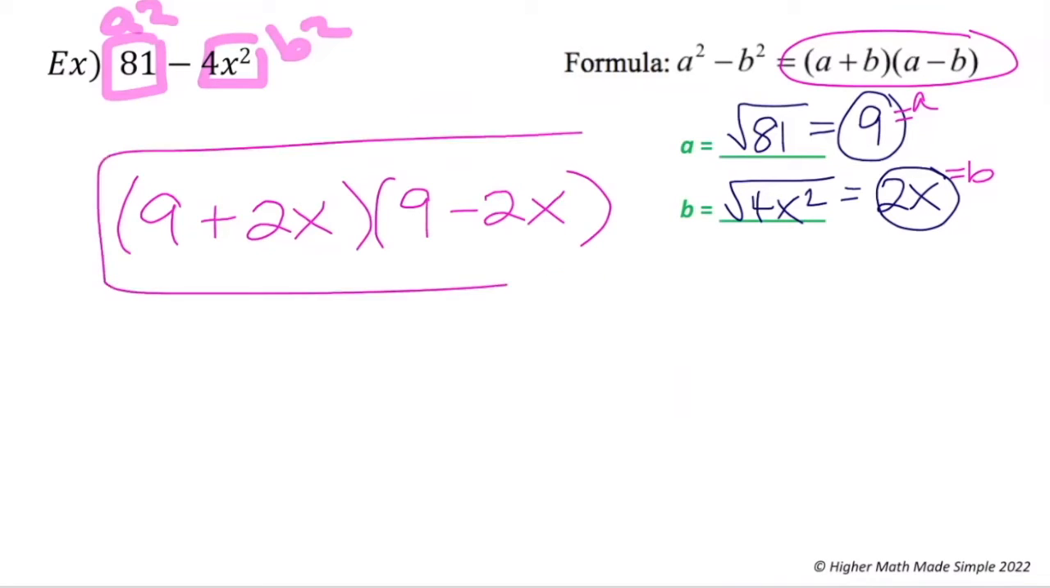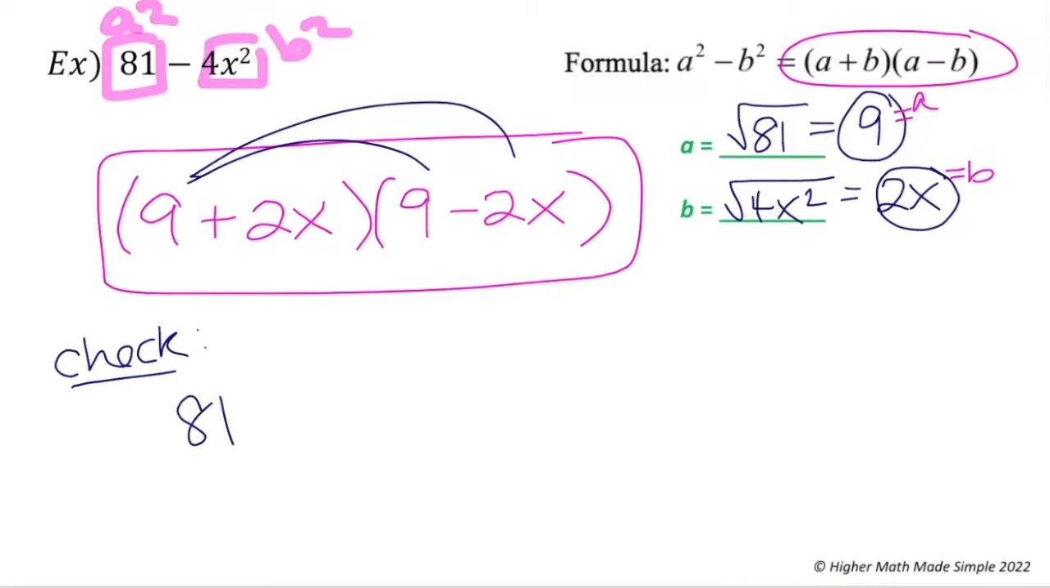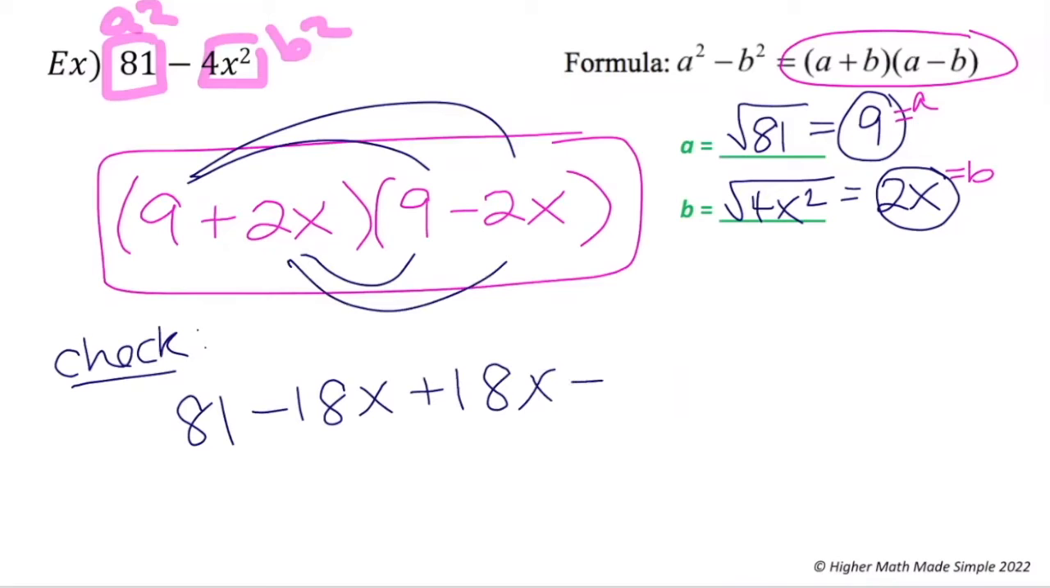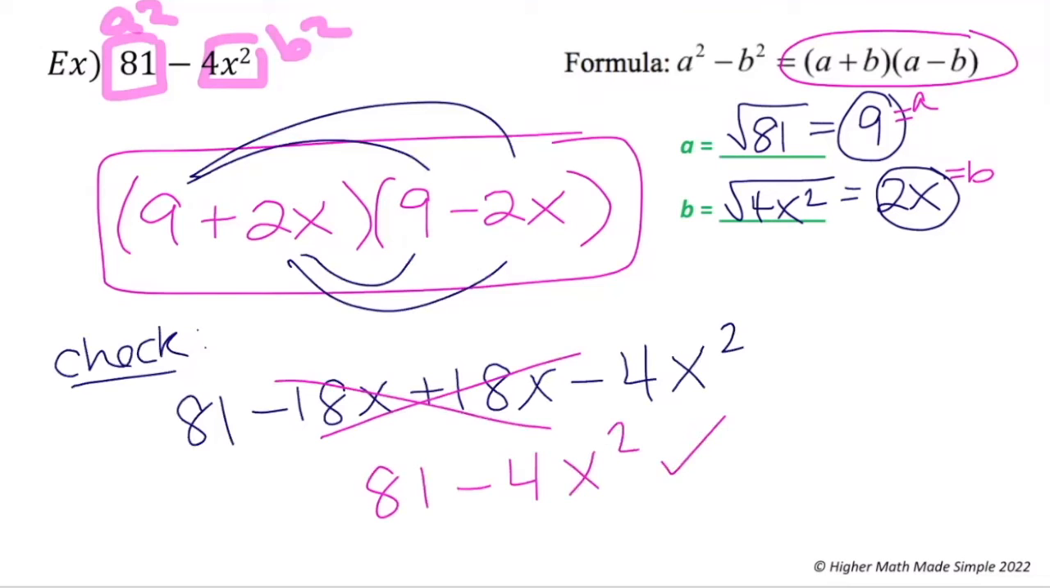So we're done. Now, a good thing that teachers technically like to see, they might even add that in the directions, always do a check to make sure you've done it correctly. So if you did the distributive property, 9 times 9 is 81. 9 times negative 2x is minus 18x. 2x times positive 9 gives me plus 18x. And finally, 2x times negative 2x is a minus 4x squared. So whenever you do the check of difference of perfect squares, you should always end up with the middle terms canceling out, right? Those guys equal 0, and we are left with 81 minus 4x squared, which is the original problem.